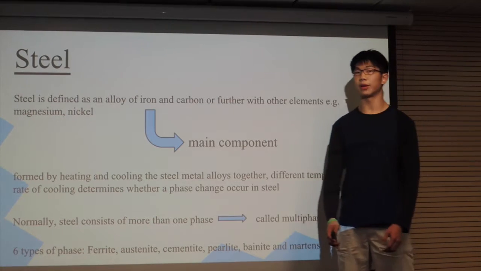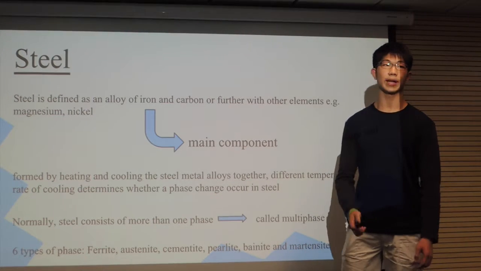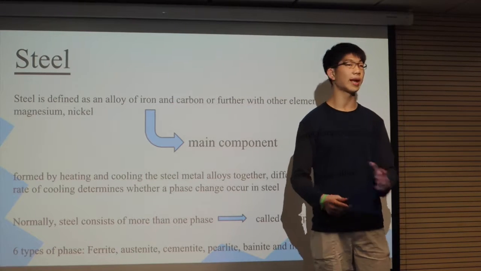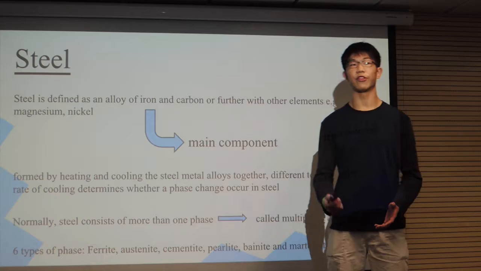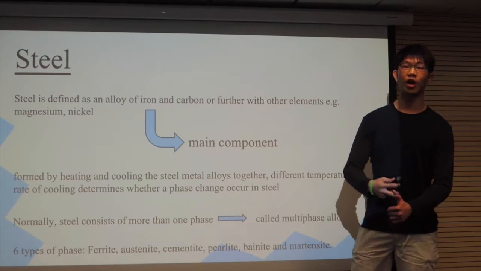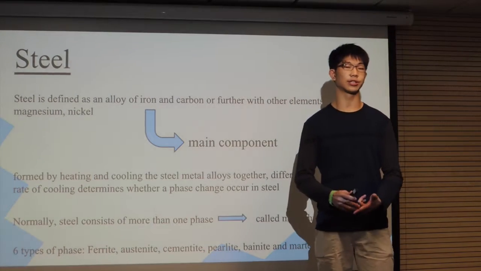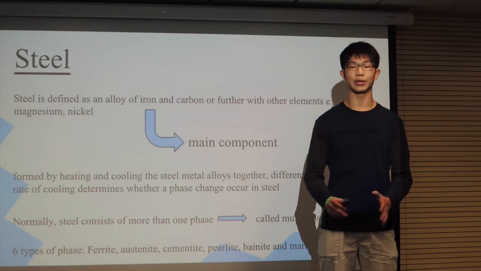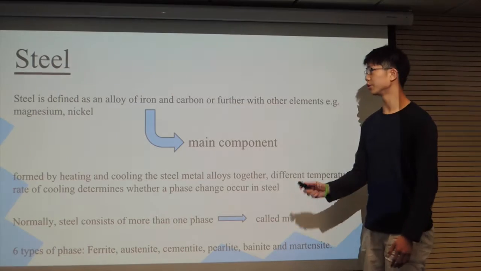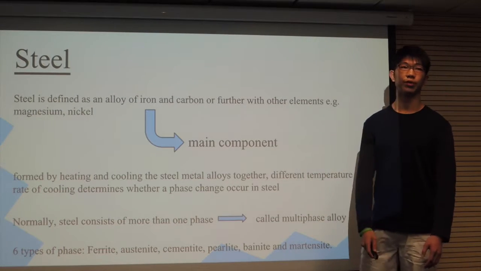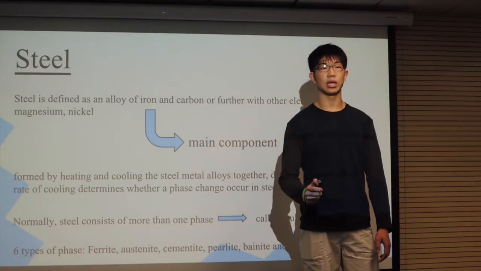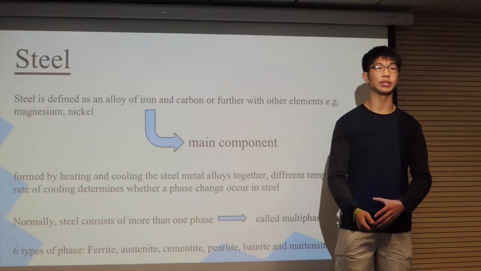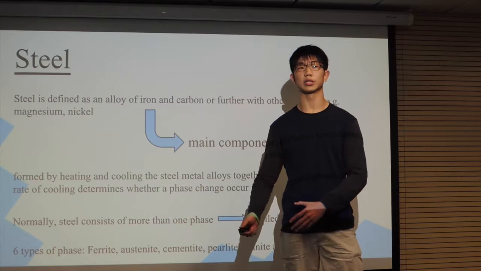To talk about steel metals, actually it is not a single metal. It is a metal alloy, which is defined as a combination of iron and carbon. Actually, it can consist of more elements like nickel, like magnesium, or others, but mostly iron will be the main component within it. And steel is usually formed by rapid heating of its components and then immediately cooling it.